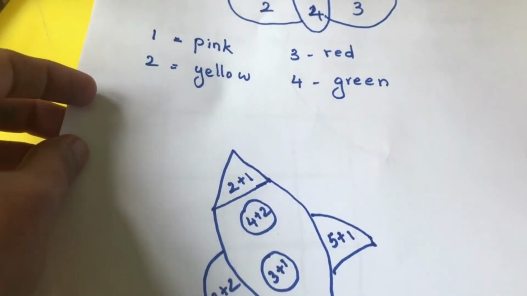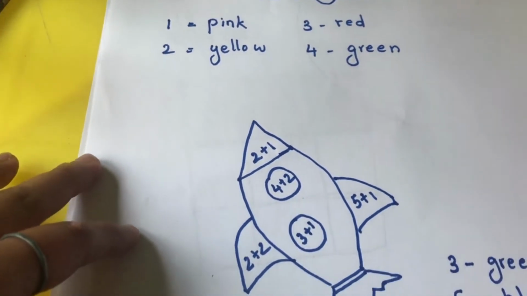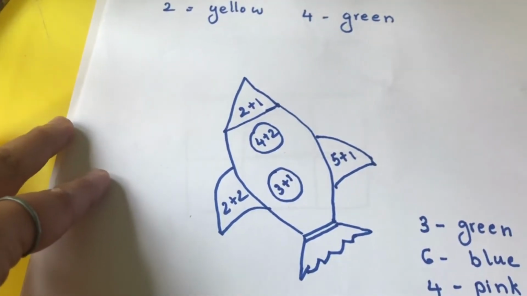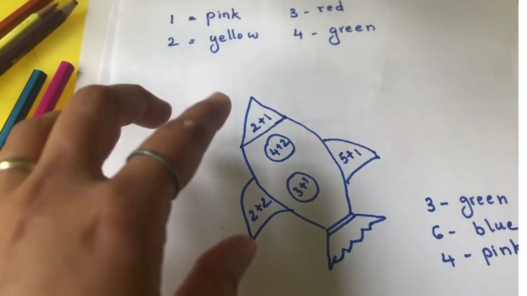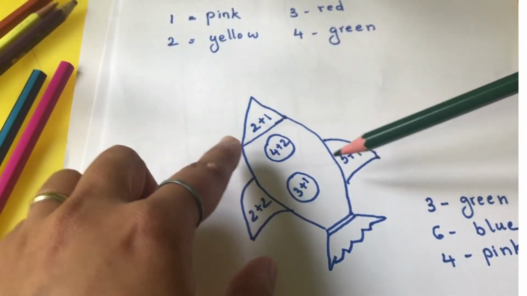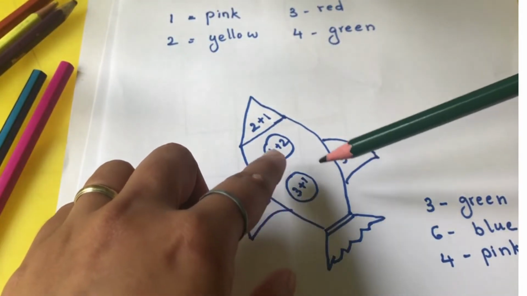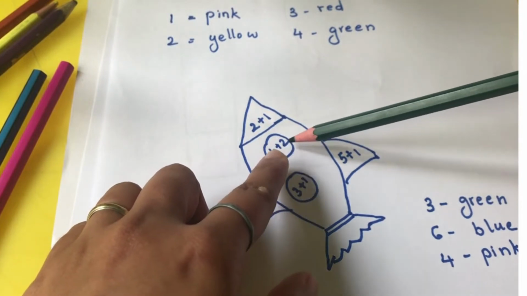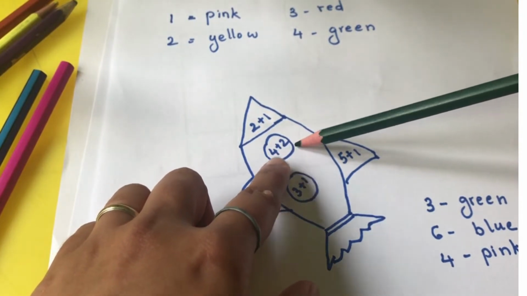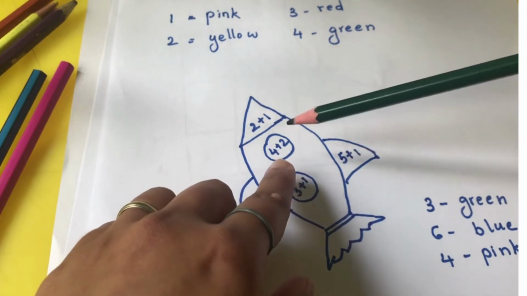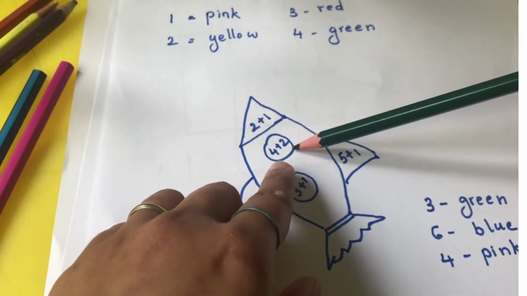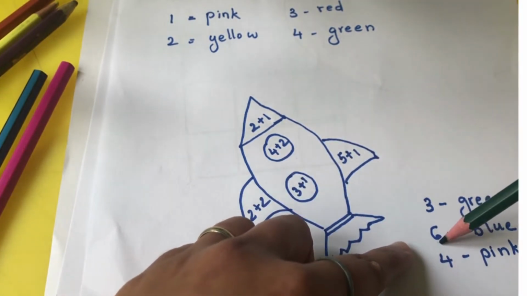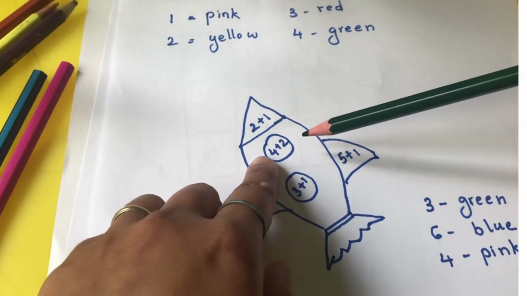The next activity sheet is both for coloring and for addition. What I did here is I drew a rocket ship and wrote some equations on it. What the kid has to do is find the answer for this equation and color the circle. For example, what is 4 plus 2? 4 plus 2 is 6. So for 6, he has to color the circle blue.